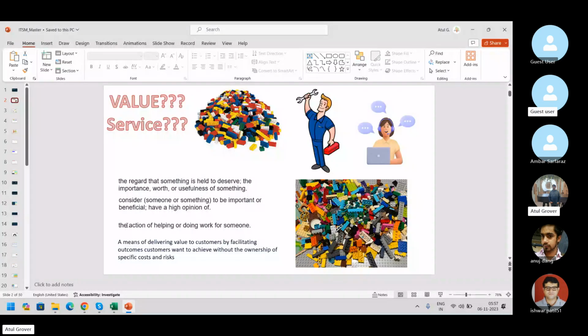Now, in the word "service", this is a standard term which I picked up. This is not written by me. A means of delivering the value. See, that is the reason I started the word with value.